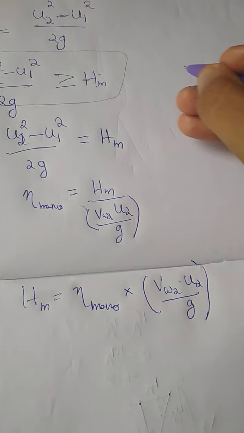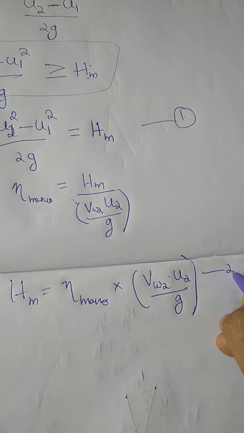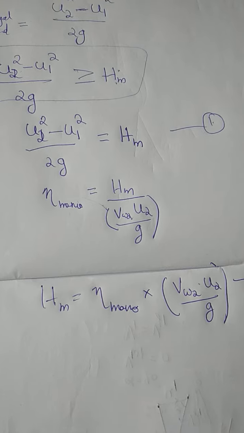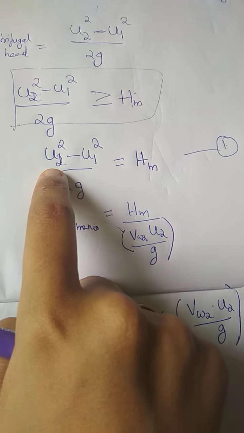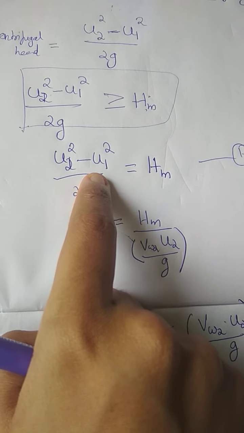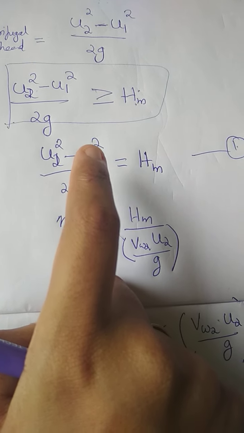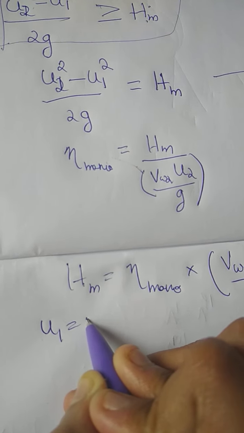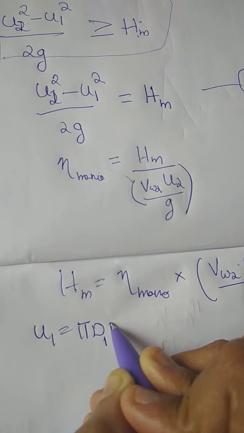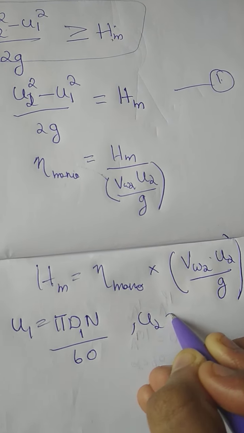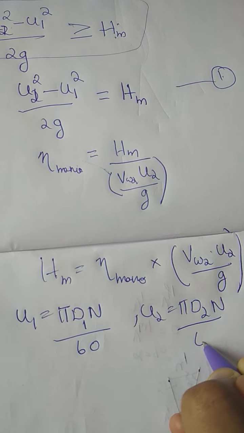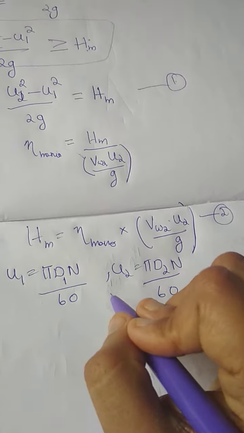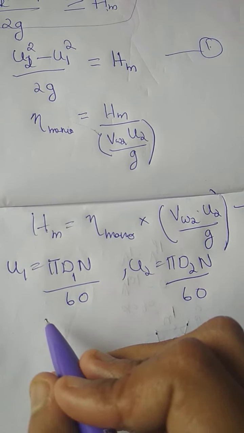Let this be our equation 1, and keep this as our equation 2. Now we will substitute this in equation 1. But before substituting hm, I am going to replace u1 and u2 with pi d1 n by 60 and pi d2 n by 60. You know that u is pi d n by 60, where d1 and d2 are the diameters of the impeller at the inlet and outlet, and n is the rotational speed in rpm.